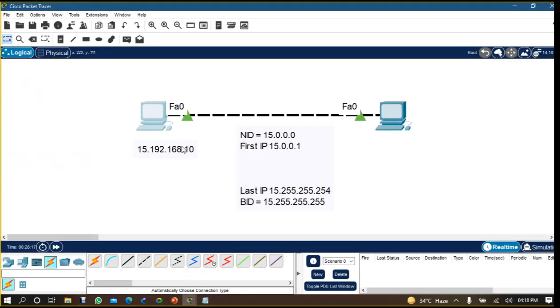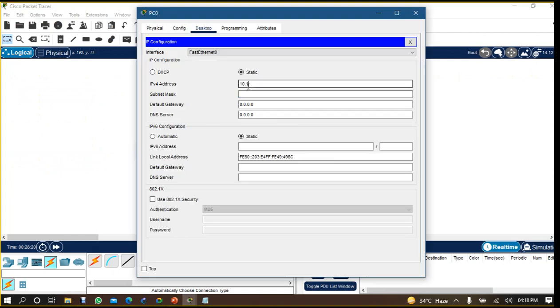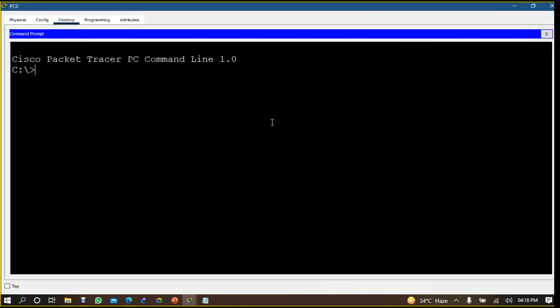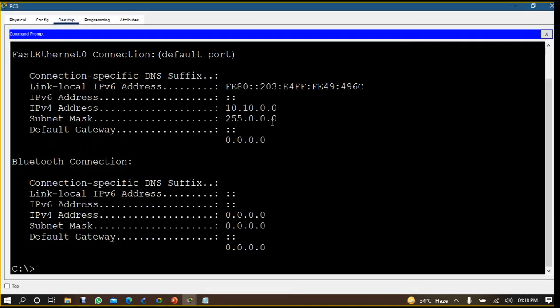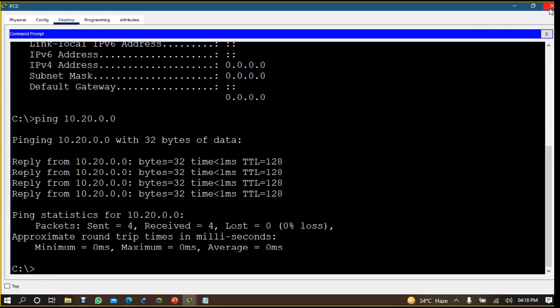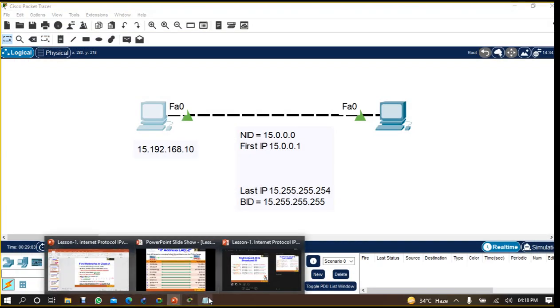Let me show you here. See, I am configuring 10.10.0.0 here, and 10.20.0.0 on the other computer. No problem. And if you come to this computer and check the command prompt, ipconfig, what is your IP? 10.10.0.0, right? And if you want to ping 10.20.0.0, see, you are pinging.